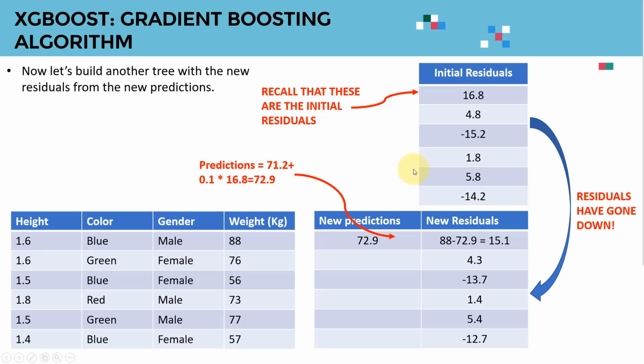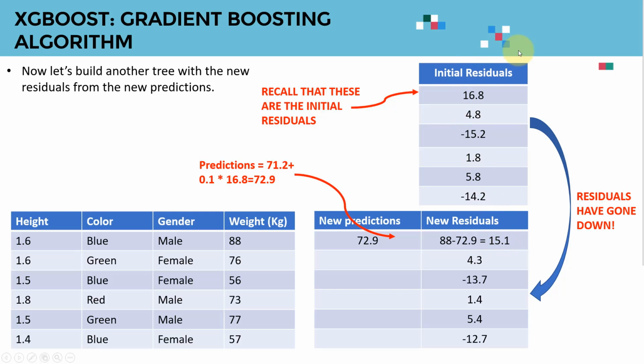If you go ahead here, you will notice that we have come up with the new predictions, which is what we obtained: 71.2 plus the learning rate times 16.8. That gives me 72.9, which is what I have here. Now that I have new predictions, I can go ahead and calculate new residuals.